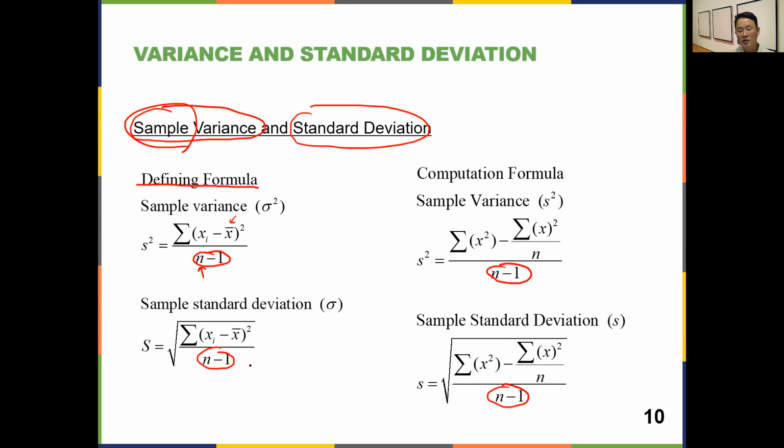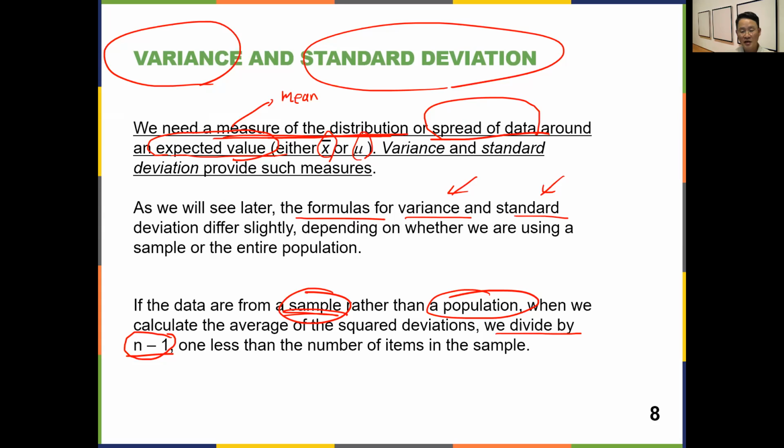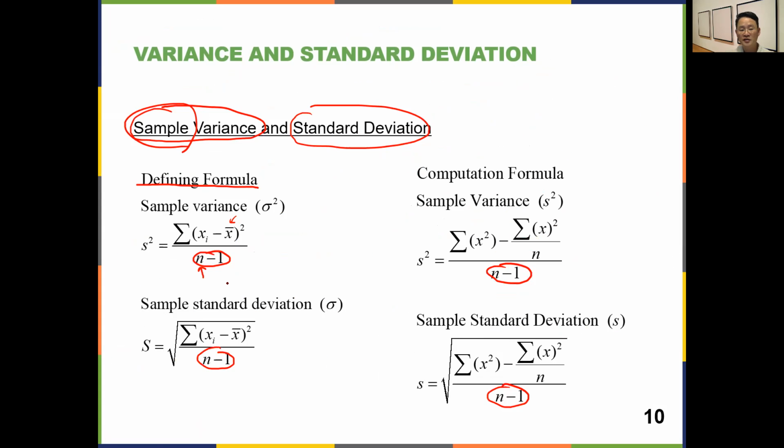You know what? On page 8, I believe, that's what they mean by divide by n minus 1 for sample, right? If the data form is a sample rather than population, then you have to divide by n minus 1. Again, this one has a defining formula and also a computation formula. Pretty much the same deal.